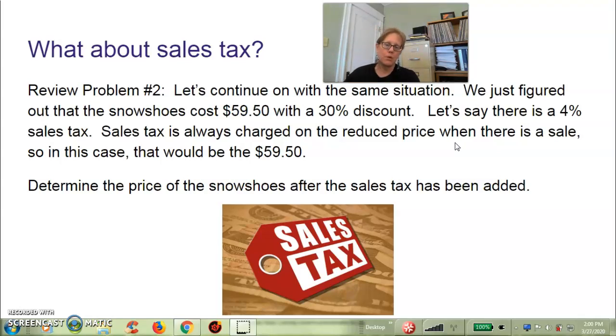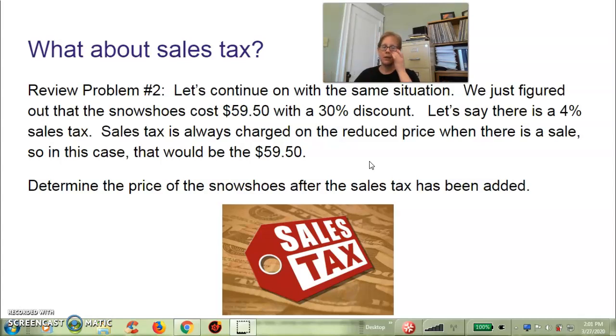Here's something really important to remember. So take a look at this sentence right here. Sales tax is always charged on the reduced price when there's a sale. Okay, so in this case, that would be the $59.50. That's a good thing to remember in life. Sales tax is never charged on the original. In this case, the sales tax is just charged on whatever you pay.